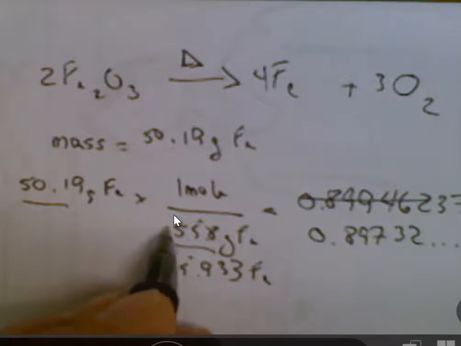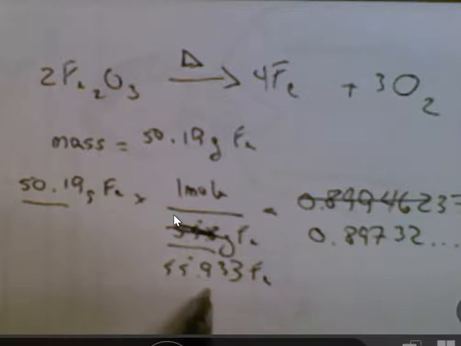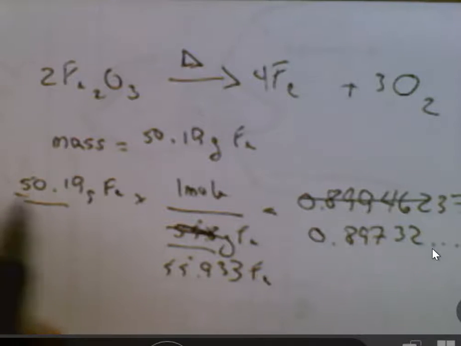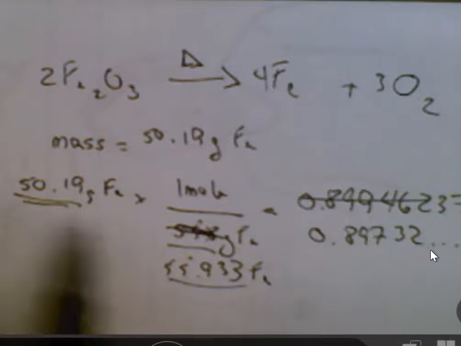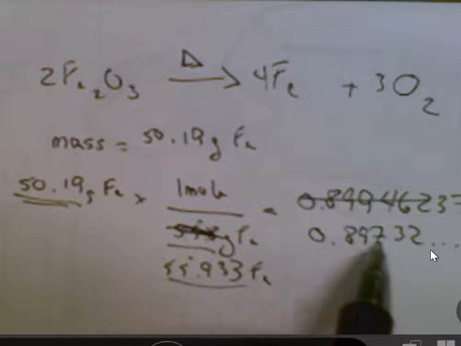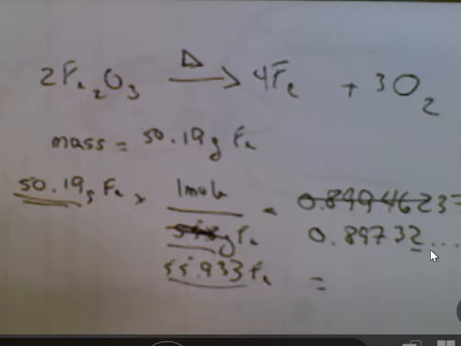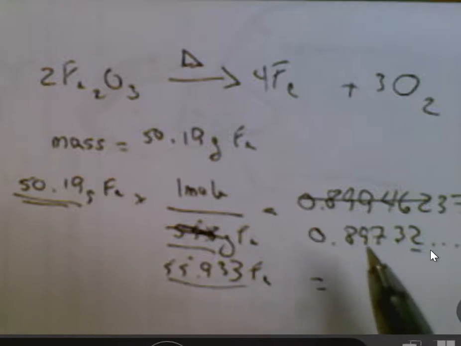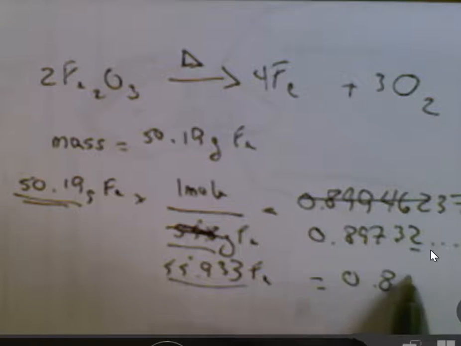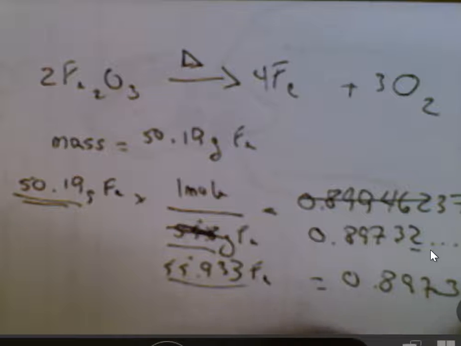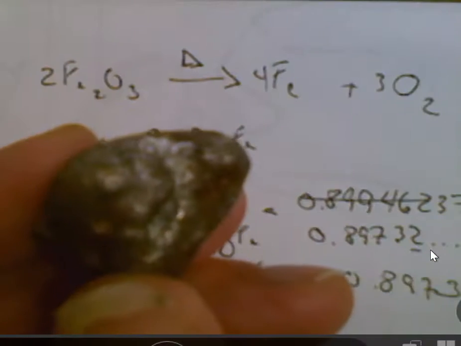And so when I get rid of the 55.8 and I use the 55.933 from the other periodic chart, I take 50.19 divided by 55.933, I get 0.89732... Well, I have 4 significant figures there, I have 5 there, so I can keep 4: 1, 2, 3, 4. So I can end up with the number of moles here of 0.8973 moles of iron.